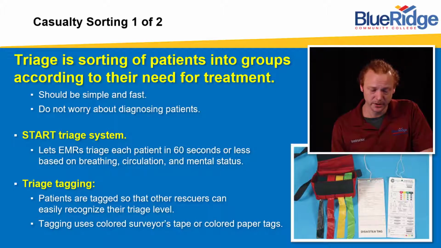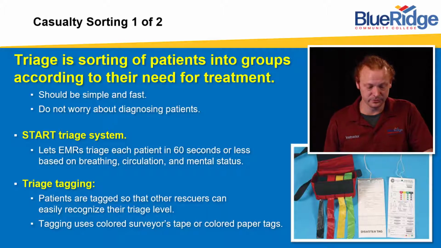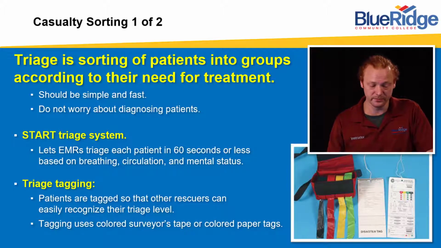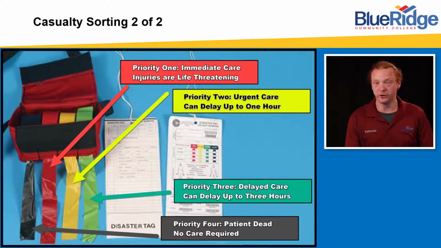The START triage system is designed to help rescuers find the most seriously injured patient or patients, telling others what you have. The red flagging tape is used for your priority 1 or level 1 triage patients who have the most life-threatening injuries or illnesses. Level 2 or priority 2 is urgent need. They can delay up to potentially about 1 hour. And then priority 3 is your delayed care or your walking wounded, your green tags. And then, of course, you have priority 4, which is black, and this is dead on scene or prior to arrival.